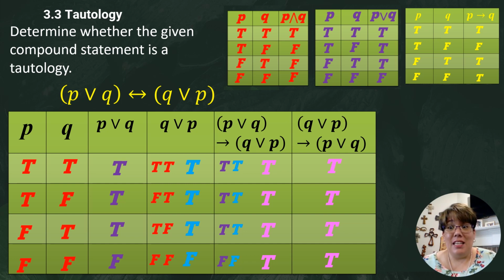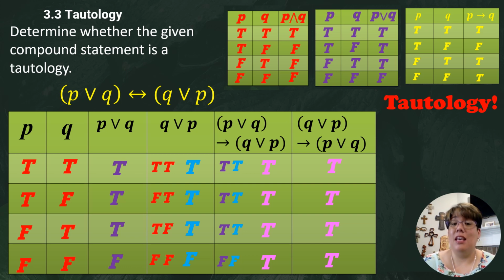And so is this a tautology? Yes, this is a tautology. So again, what is a tautology? A tautology is a statement that is always true. How do we know it's true? Because the final column in the truth table is always true. It's just a fancy way of saying your last column is always true. All right, that's it for tautologies, and that's it for this video.